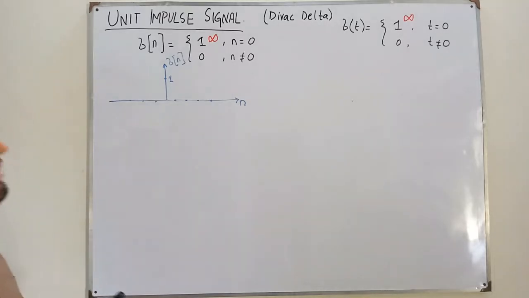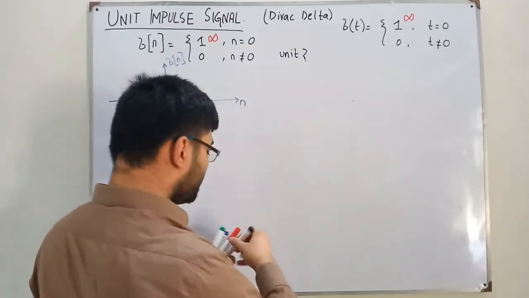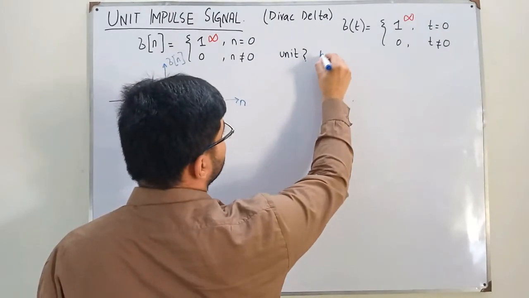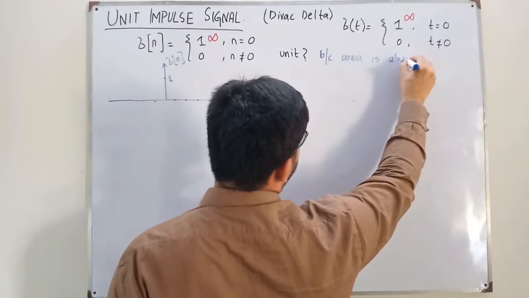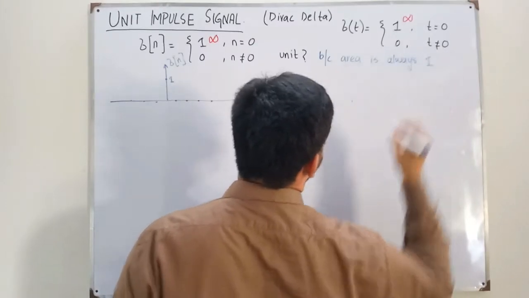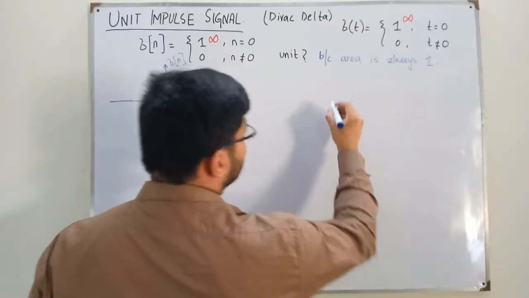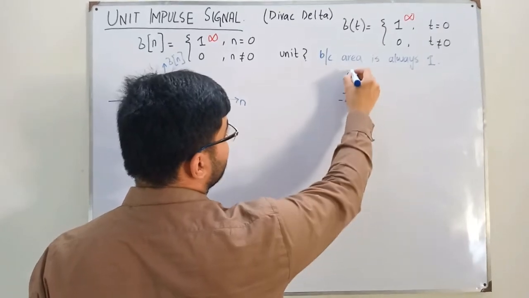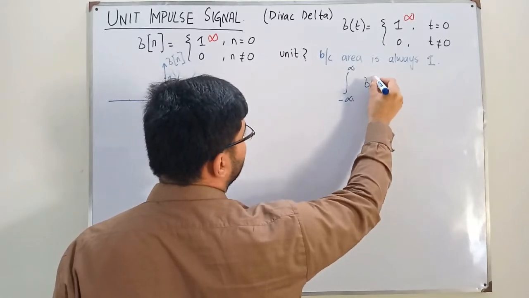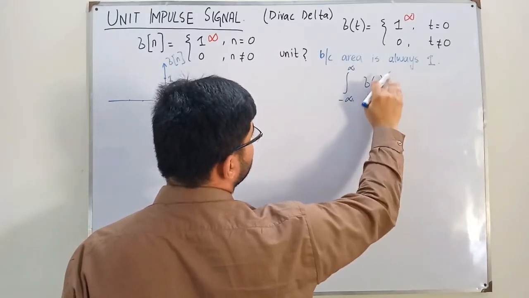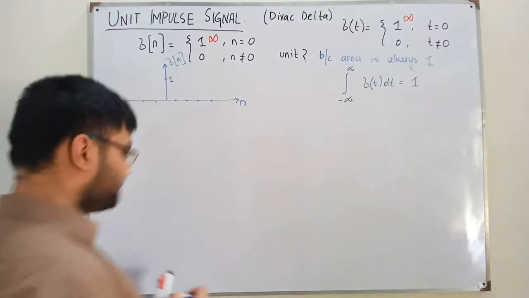Now why is this called unit? Where did this name unit come from? So this is called unit because the area under this function is always 1. I believe this marker is not working properly. Area is always 1. So what do you have? The area, from negative infinity to positive infinity, of this delta of t dt would always be equal to 1.